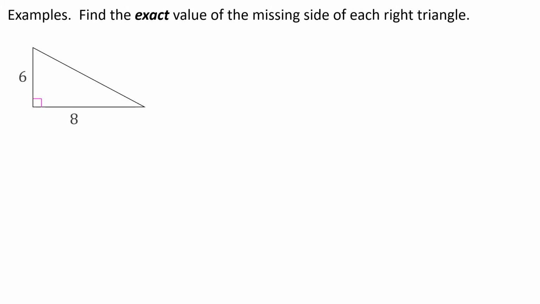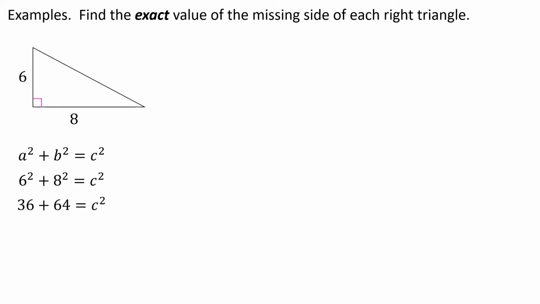So let's find the exact value of the missing side of each right triangle. All right. Well, what side am I missing? I'm missing the hypotenuse. Now, A and B are interchangeable, so I can call either one of those legs A, and either one of them B. So 6 squared plus 8 squared will be the hypotenuse squared.